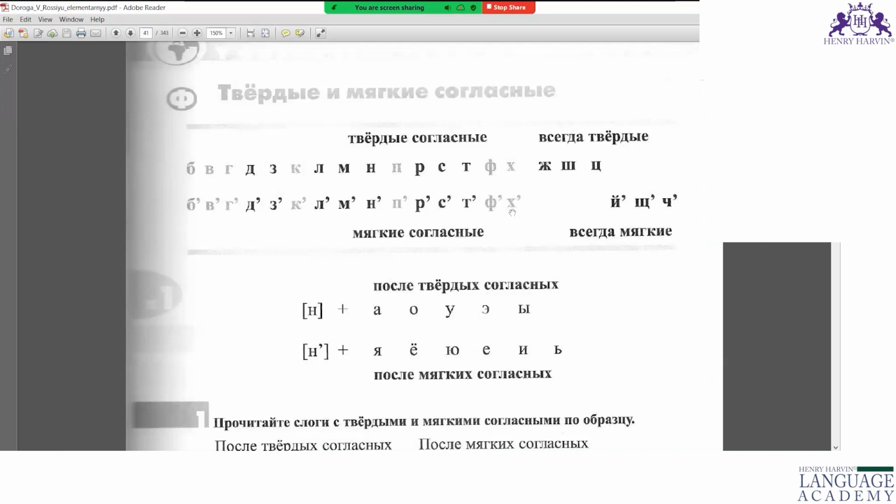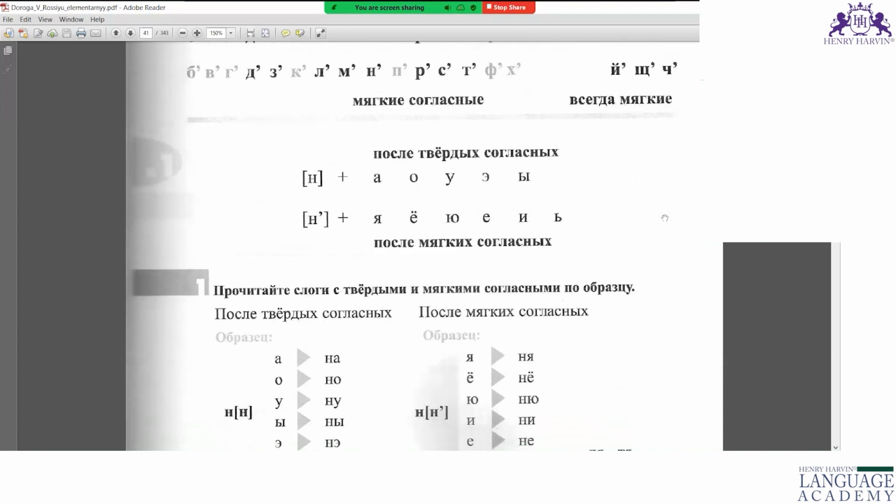Yes, when it is separate, it is difficult to pronounce. So they show that these consonants, the upper ones here, can be hard and soft. They can go with a soft sign and without it, depending. However, the letters Zh, Sh, Ts are always hard. And the letters Y, Shch, and Ch are always soft. But don't worry, it's not that difficult when we read it in real life.